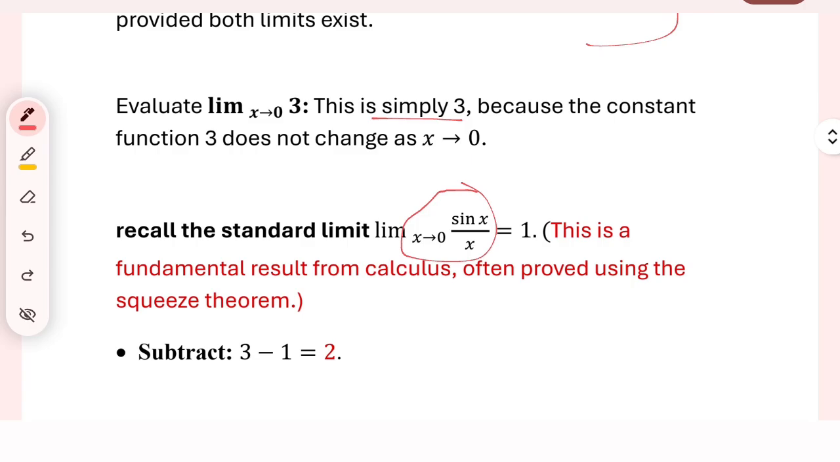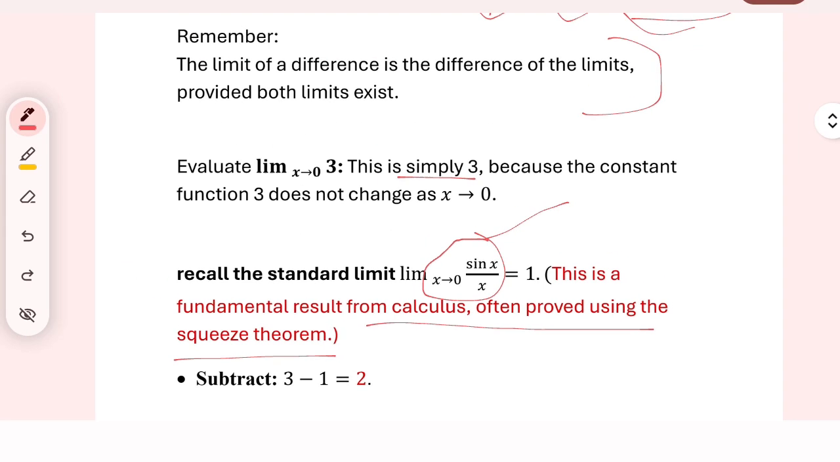This is a fundamental result from calculus, often proved using the squeeze theorem. Just remember that one. If you see something like sine x over x as x approaches 0, it is equal to 1. That's the standard limit. Usually you can prove that using the squeeze theorem. If you're familiar with that, we have already discussed it in a video about the squeeze theorem in one of our playlists in calculus.